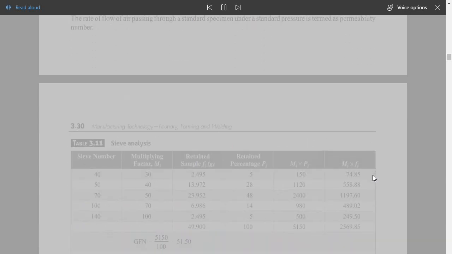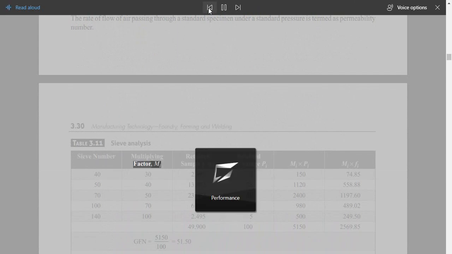Permeability, the rate of flow of air passing through a standard specimen under a standard pressure, is termed as permeability number. 3.30 Manufacturing technology, foundry, forming and welding. Sieve number, multiplying factor.